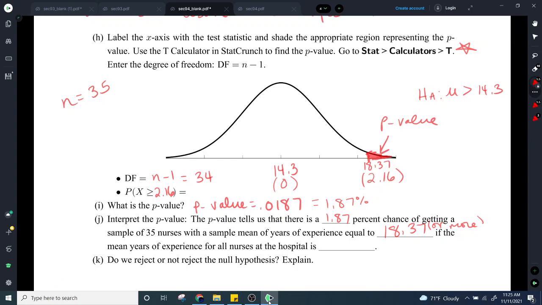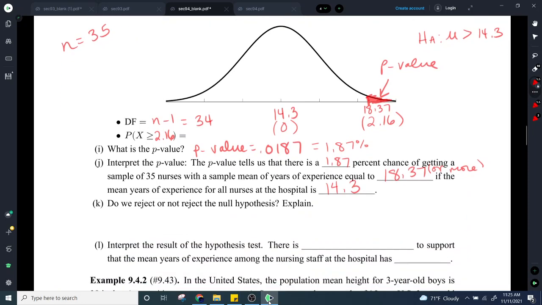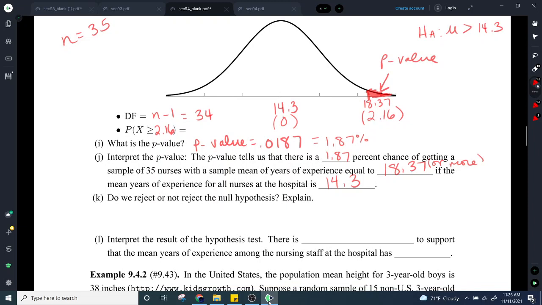So if the mean years of experience for all nurses is actually 14.3. So the likelihood of getting our particular sample or something more extreme, if the real number of years of experience is 14.3, the probability of that occurring is only 1.87% chance. That's very, very unlikely, right? That's very small. We have a small p-value.